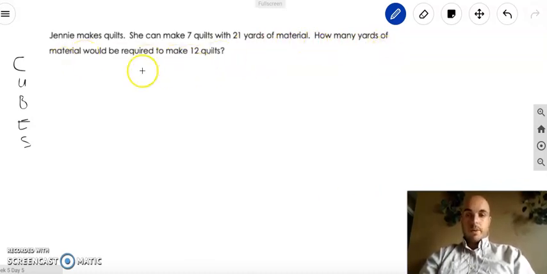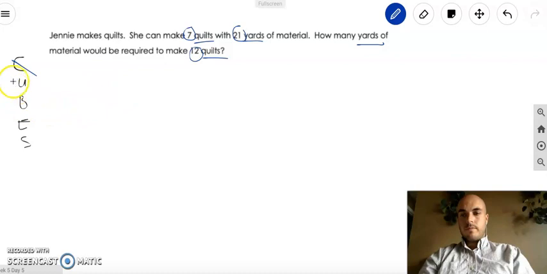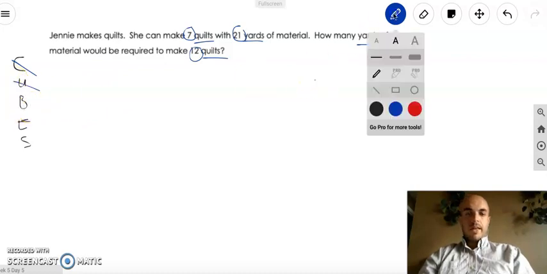Okay, let's break this apart. Let's circle the important numbers. So she can make 7 quilts with 21 yards. And we're looking for 12 quilts here. Let's underline important things. So quilts and yards are our units. Like so. So there aren't any exact clue words. I'm going to dive into this a little more closely after we CUBES this to kind of help flesh this out. In a box, that's what's being asked.